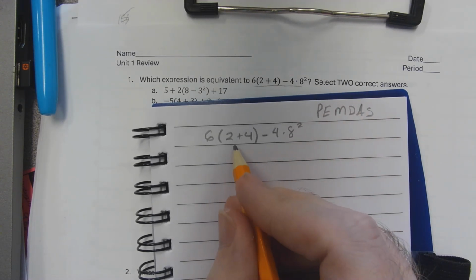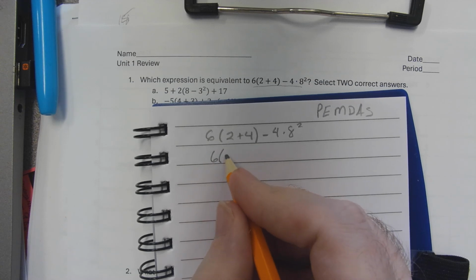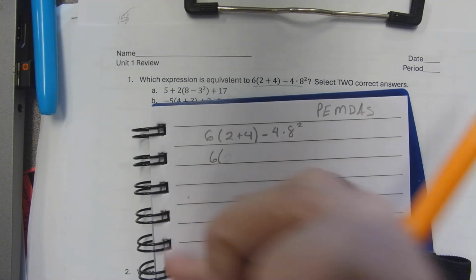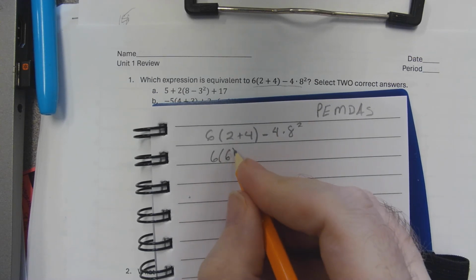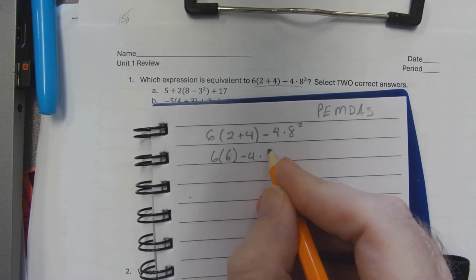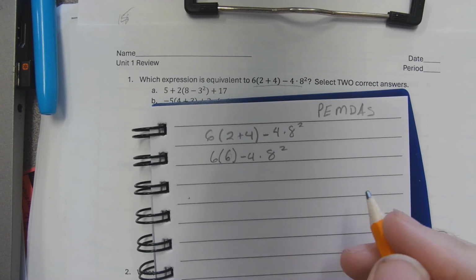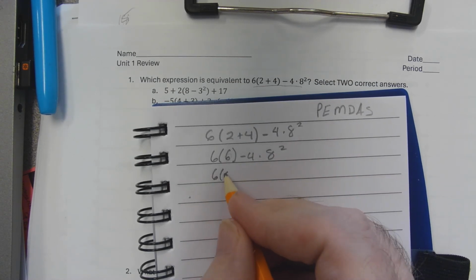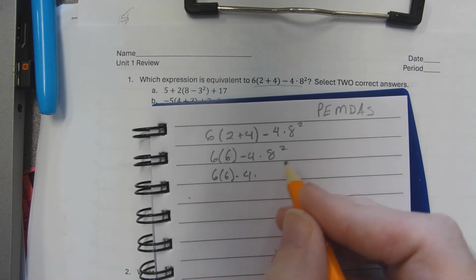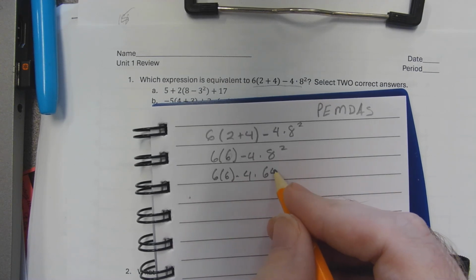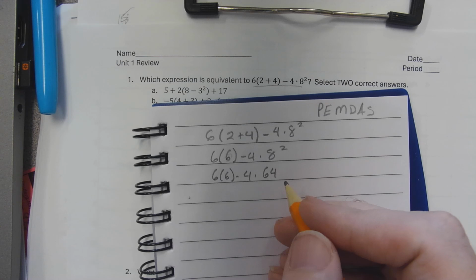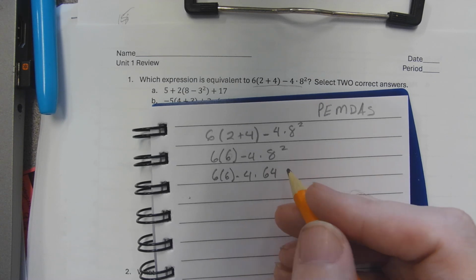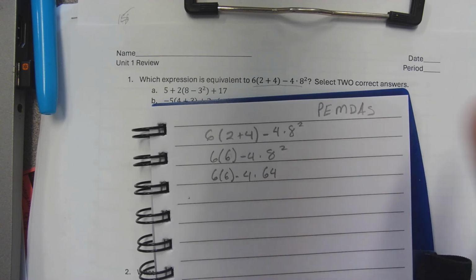So we do what's in the parentheses first. So that's 6 times (2 plus 4). Well, 2 plus 4 is 6. Next we do exponents. So that's 6 times 6 minus 4 times, well, 8 times 8 is 64. Now, you will have a calculator, so you don't have to know 8 times 8 is 64 off the top of your head. It would be nice if you did, but you don't have to.